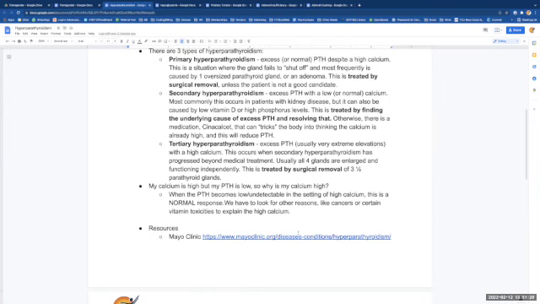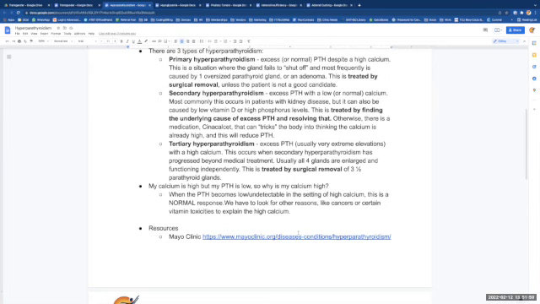Secondary hyperparathyroidism is excess PTH when the calcium is low or normal. That PTH is trying to compensate for there being low calcium and trying to make it normal. Most commonly, this occurs in patients who have kidney disease, but it can also be caused by low vitamin D or high phosphorus levels. This is treated by finding the underlying cause of excess PTH and resolving that problem.